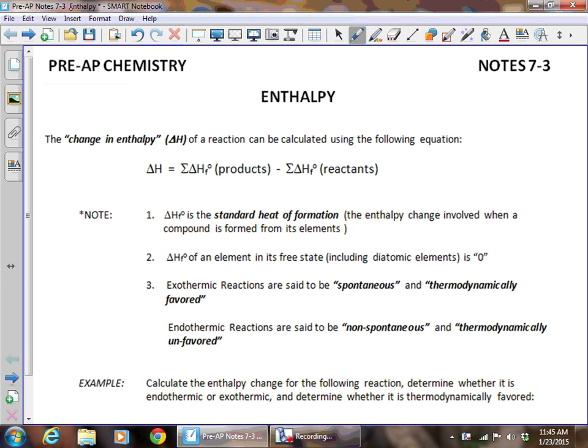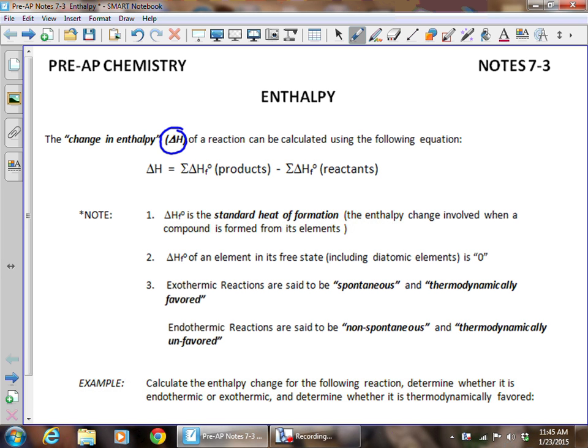Today we're going to be talking about the enthalpy of a chemical reaction and how we can calculate that. When we look at the change in enthalpy of a reaction, we give that the symbol delta H. That delta, the triangle in front of any symbol in chemistry, means change in. And we can use this equation to calculate that change.